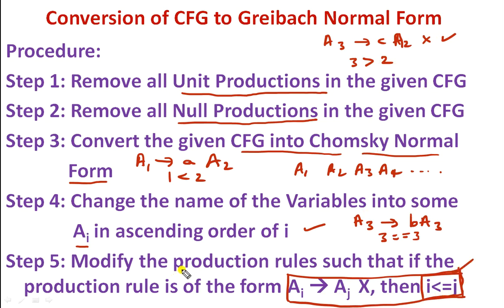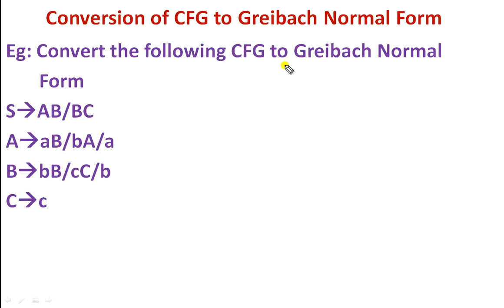Now let us consider one example context-free grammar and convert it into Greibach normal form. Convert the following context-free grammar to Greibach normal form. S generates AB, BC, A generates aB, bA, a, B generates bB, cC or b, C generates c. This is the given context-free grammar. Now, if you consider step number 1, there are no unit productions at all. Step number 2, there are no null productions at all.